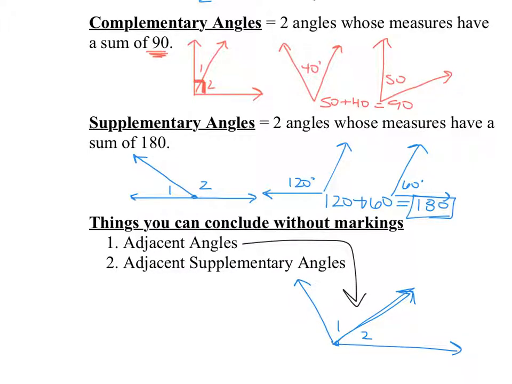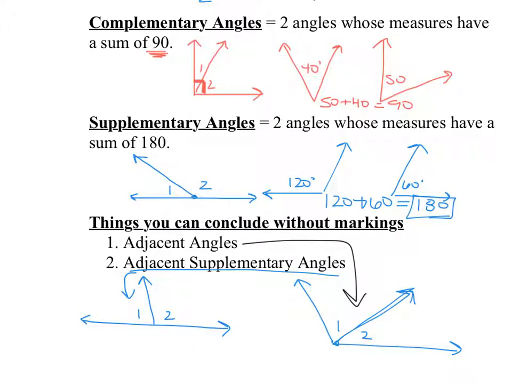Second thing that you don't need any markings for is adjacent supplementary angles. So for this one, to be adjacent and supplementary, they're going to form a straight line, but then you're going to have an angle somewhere in there, like this, angle 1 and angle 2, okay? So these would be adjacent supplementary angles. I don't need them to tell me these two angles add up to 180. I can see it. Okay, so you're allowed to assume 1 plus 2 equals 180 because there's a straight line there. Okay, so those are the first two things you don't need markings for.